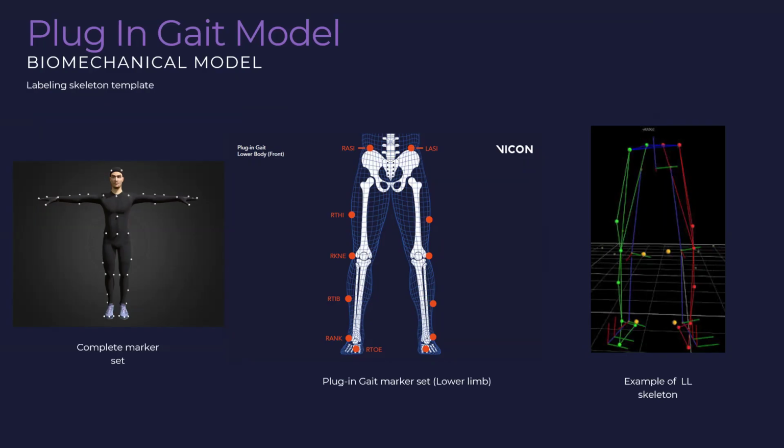So you can either do the complete skeleton, with very specific markers like on the big toe, the ankle joint, the knee, etc., or you can just do the lower limb, or even less than that. This is an example in the middle of the plugin gate marker set for the lower limbs. And this is the example of the lower limb skeleton you would obtain in Nexus.